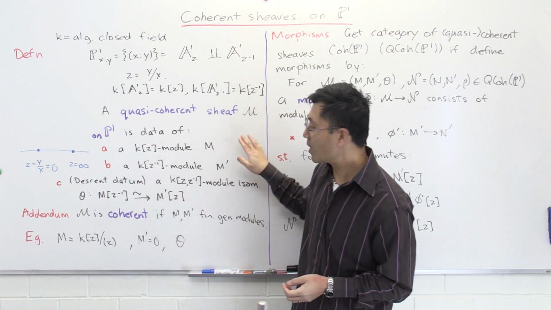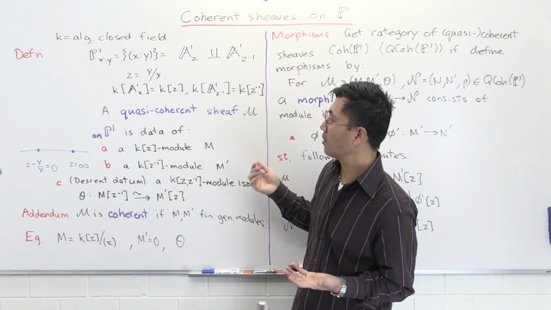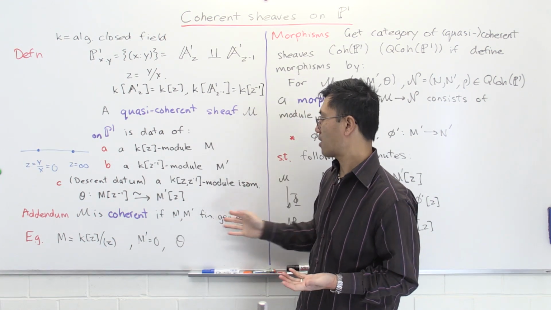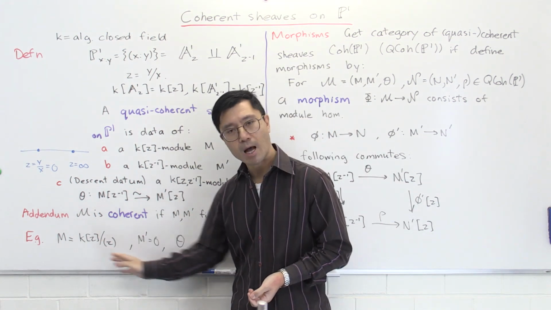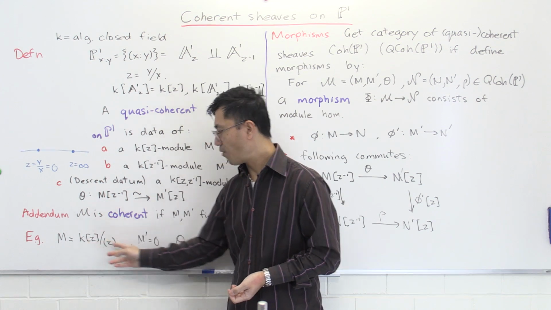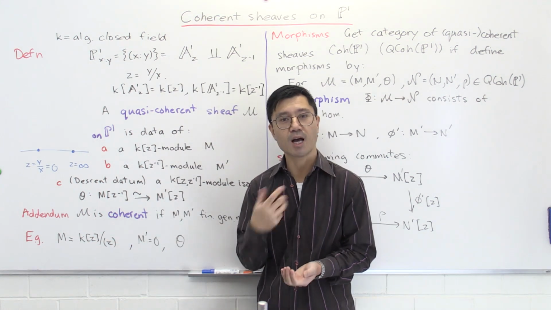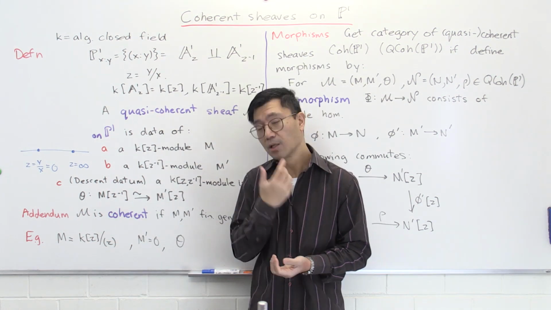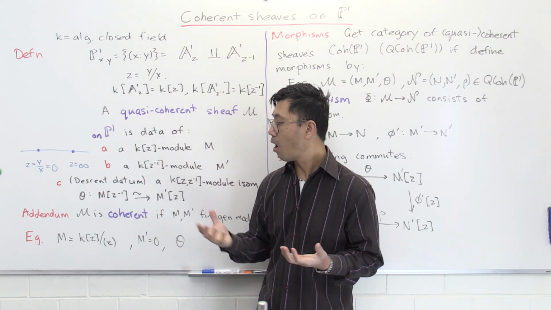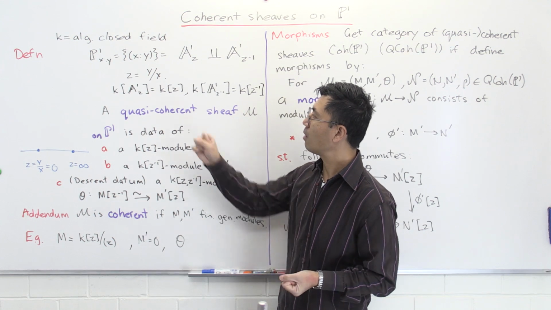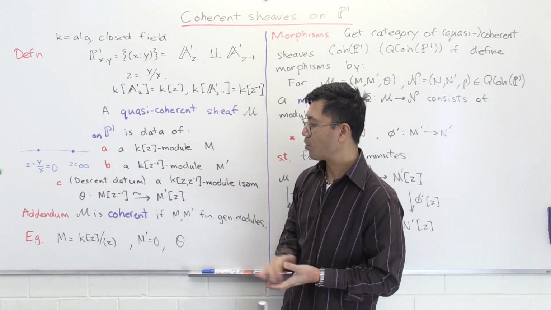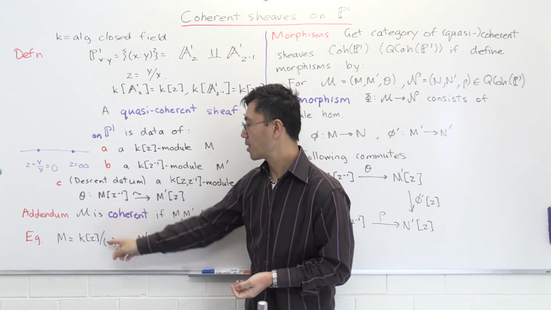A coherent sheaf occurs when these two modules are just finitely generated modules. Okay, so that's the only extra stipulation here. So let me give you a very simple example of a coherent sheaf on P1. This is an example of a skyscraper sheaf, and we've seen the notion in a previous video of what a skyscraper sheaf is in the case of an affine variety. Okay, so here, in particular, the affine line.